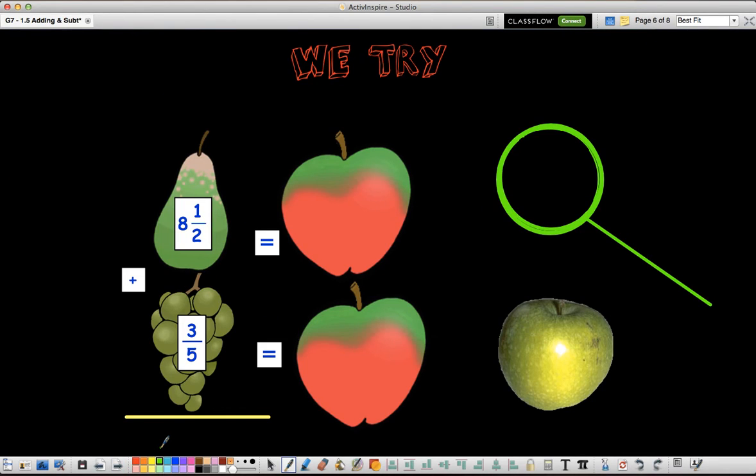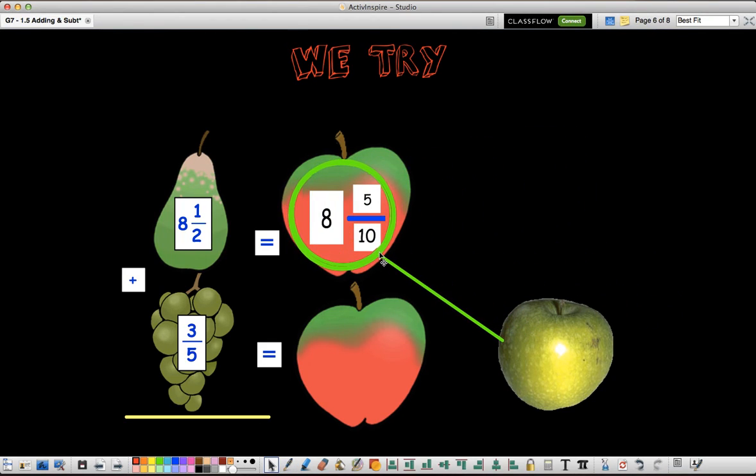All right, so we're going to go ahead and do another example here. We have 8 and 1/2 plus 3/5. So let's take a look at those new numbers. So we would get 8 and 5/10 because 2 and 5 both multiply to 10.